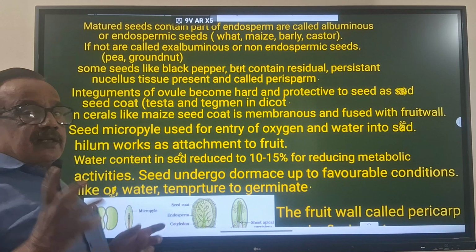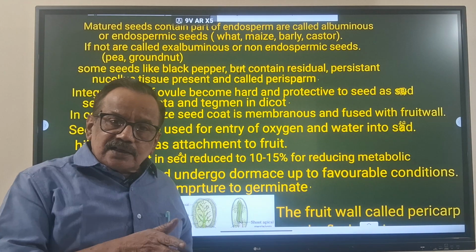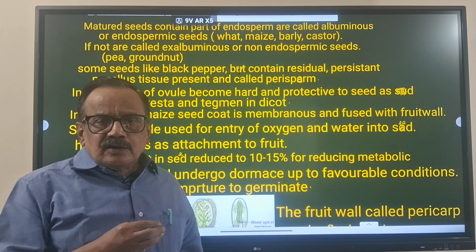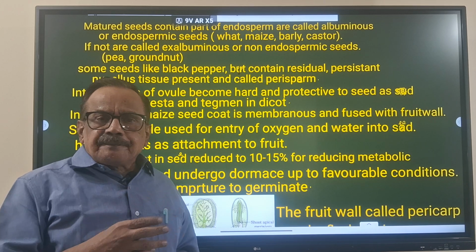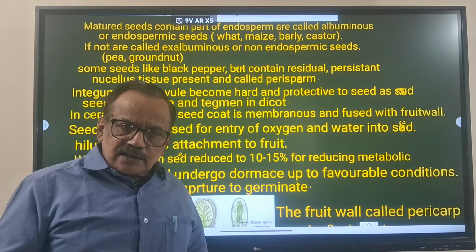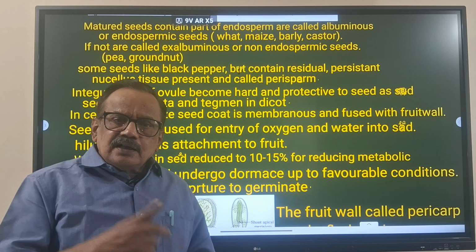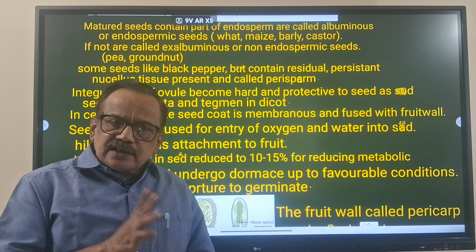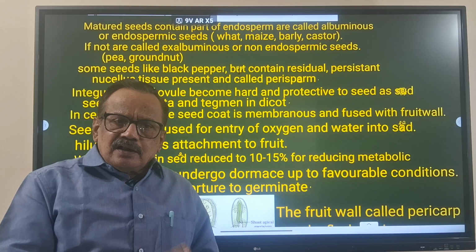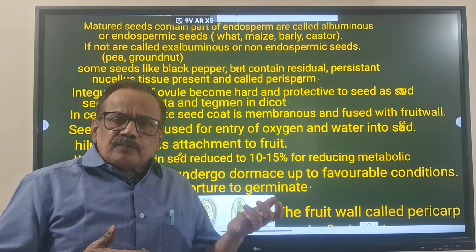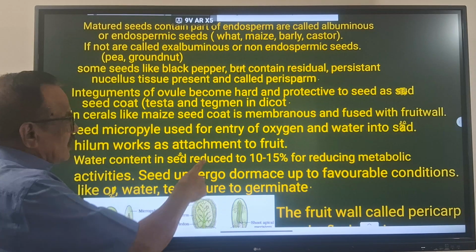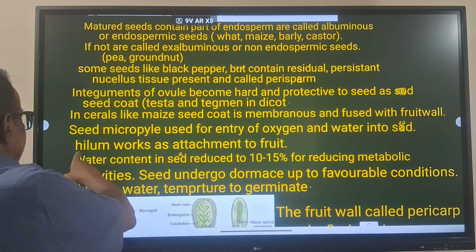And what is the use of the micropyle in the seed? It is used for taking oxygen to the seed embryo, and water also, at the time of germination or at other times also. So water and oxygen will be taken by the seed through the micropyle of the seed. The micropyle is nothing but the ovule micropyle; now after fertilization we call it the seed micropyle. Oxygen and water go into the seed.